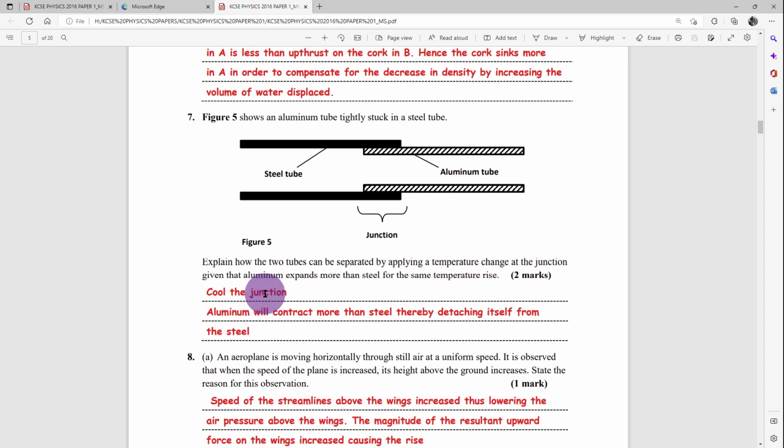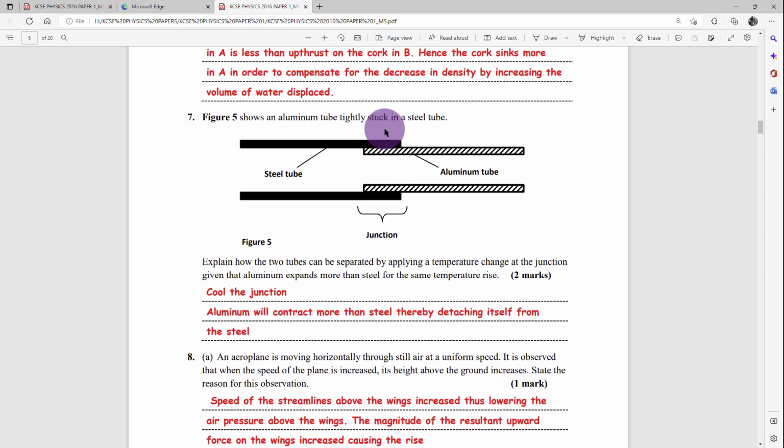Of course, the best way to do this is not to heat the junction, as many students would think, because if you are to heat the junction and aluminum expands more than steel, you find that that factor will make the two stick with even greater force. So the trick is to cool that junction.